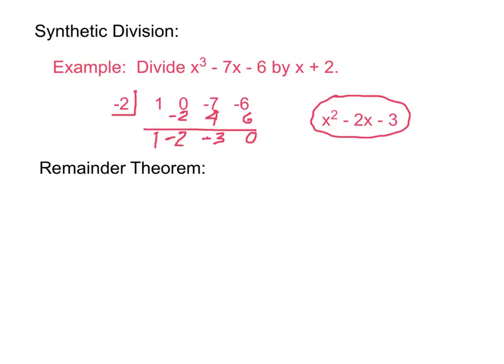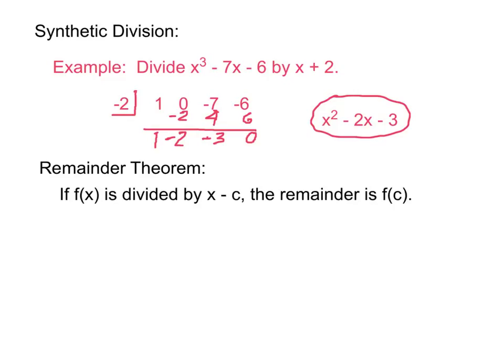So this leads us to the first of two theorems in this section, and this theorem is the remainder theorem. The remainder theorem simply states that if f of x is divided by x minus c, the remainder is the function evaluated at c. So if I use this definition in my previous example, I'm basically going to be looking for f of minus 2. So I'm going to plug in minus 2 in place of x.